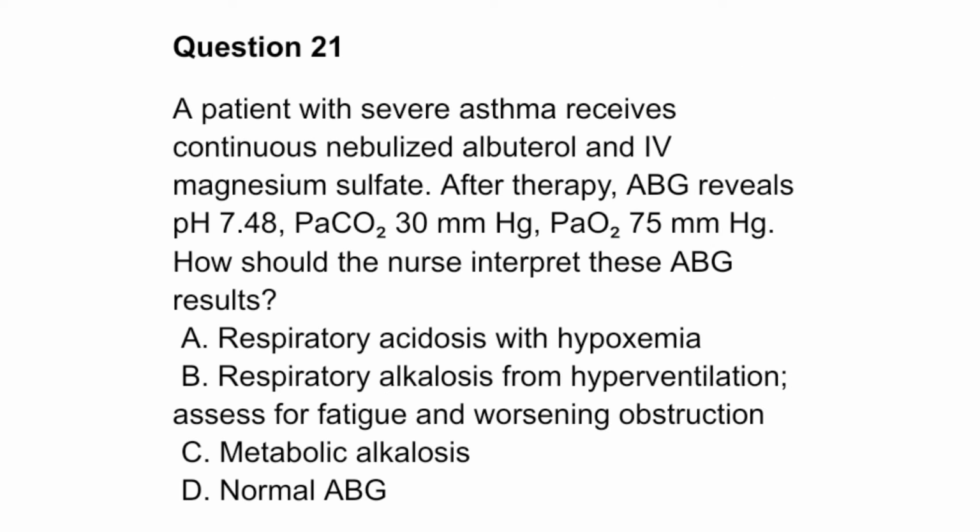Question 21. A patient with severe asthma receives continuous nebulized albuterol and IV magnesium sulfate. After therapy, ABG reveals pH 7.48, PaCO2 30 mmHg, PaO2 75 mmHg. How should the nurse interpret these ABG results? A. Respiratory acidosis with hypoxemia. B. Respiratory alkalosis from hyperventilation, assess for fatigue and worsening obstruction. C. Metabolic alkalosis. D. Normal ABG.